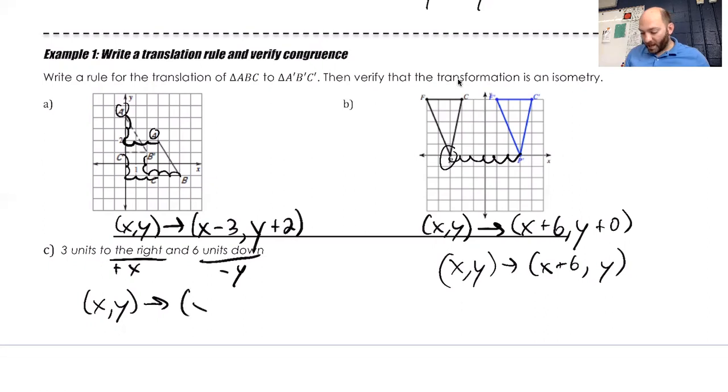So we're going to take x plus 3, since it's going 3 to the right, and y minus 6. Okay, that's it. That's for writing our rules. All we have to do is map out the movement of the graph into this format, and it's always the same format. It's x, y, arrow, what happens to x and y?